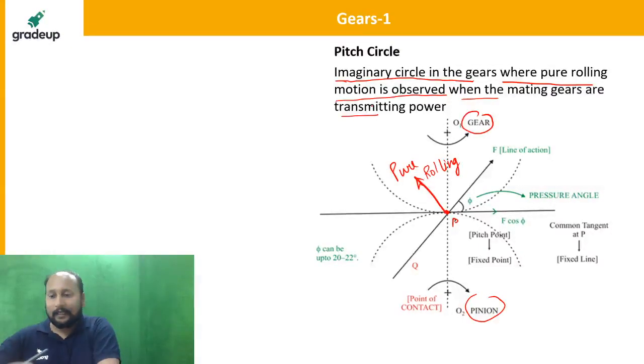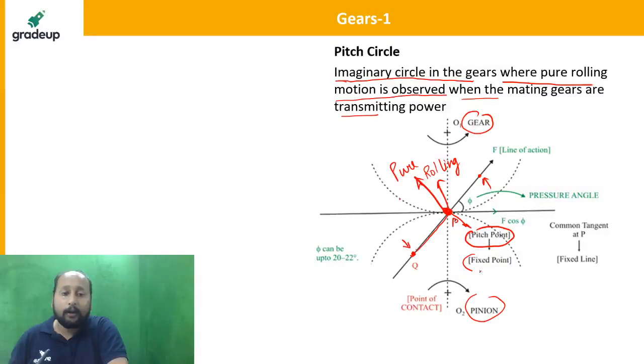Is that clear? Fine. Let us suppose this is the point where we are having a contact of these two teeth. It will start its contact from this point and end at this point, so between these we'll be having an engagement like this. At point P, we'll be having pure rolling. So this point is known as pitch point or fixed point, which is the most important point in your gear terminology. And if I draw a common tangent at P, fine.